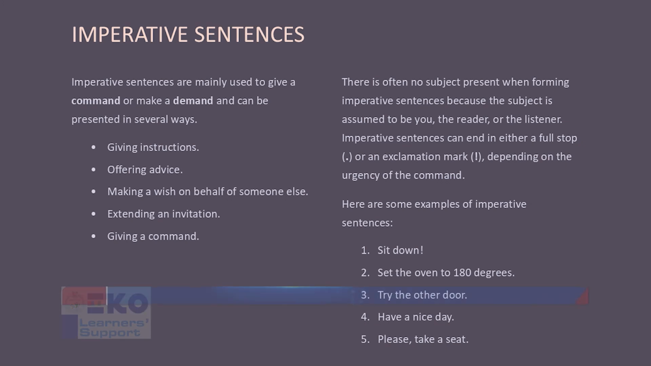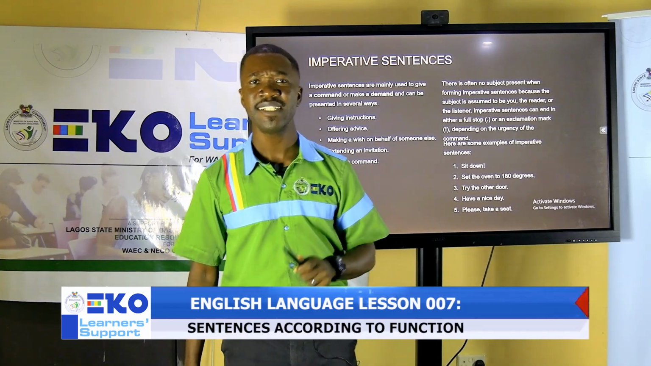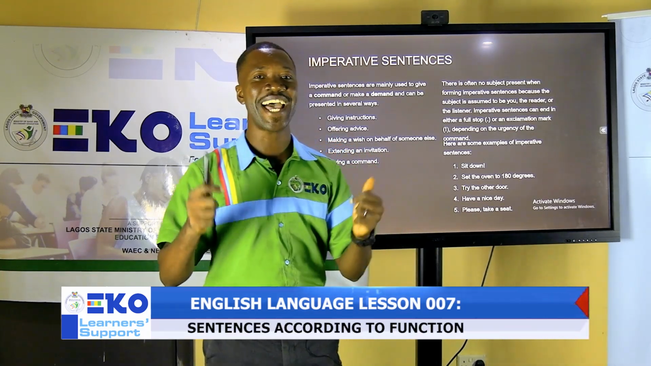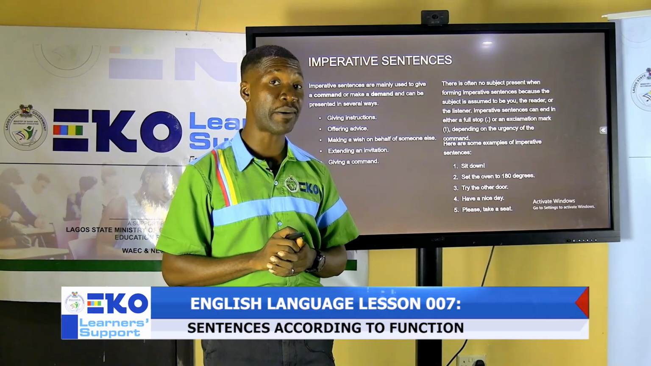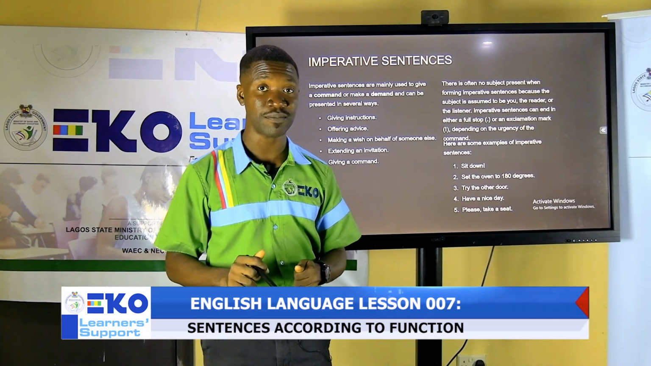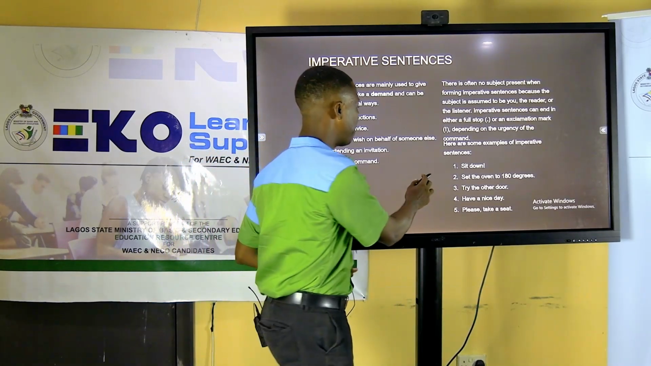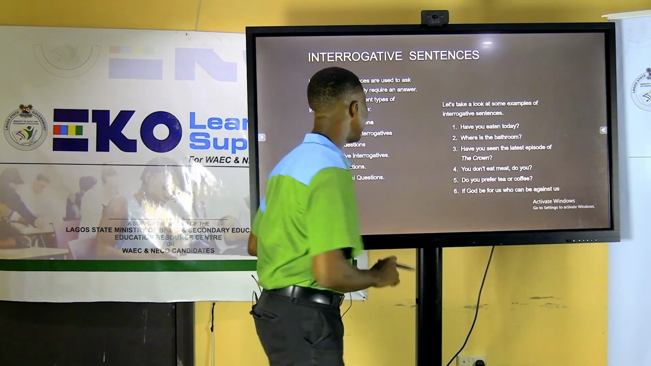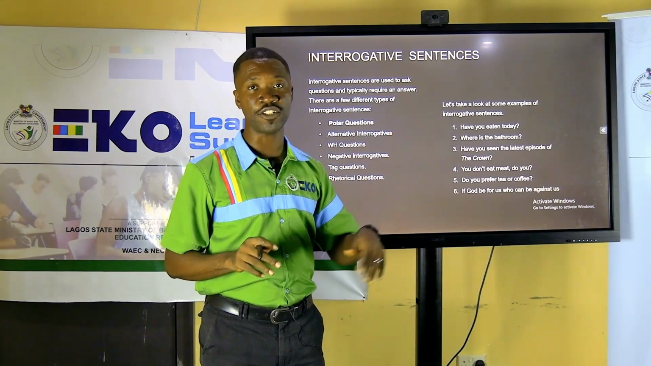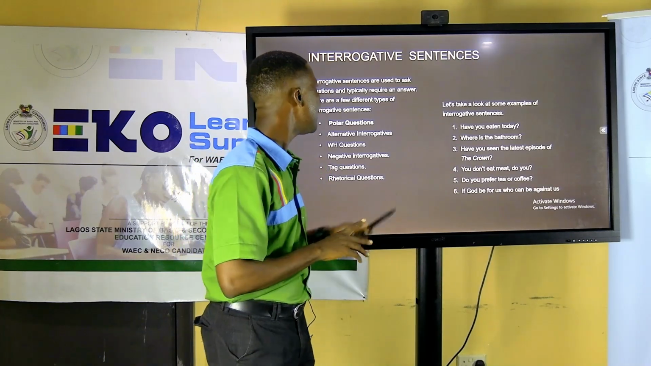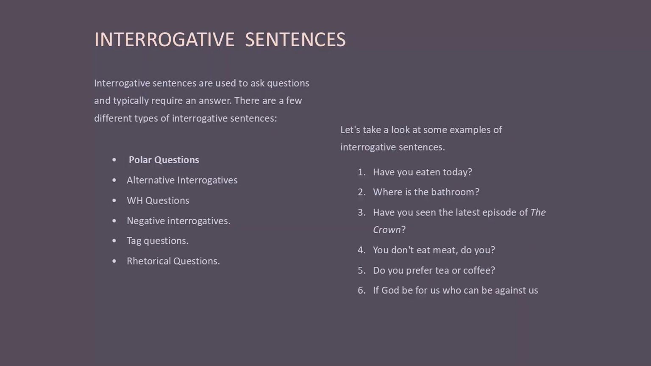Please take a seat. Those are examples of our imperative sentences. Do we know how to use our imperative sentences now? Okay, let's move to the next sentence. The next sentence, according to function, that we'll be looking at is the interrogative sentences.